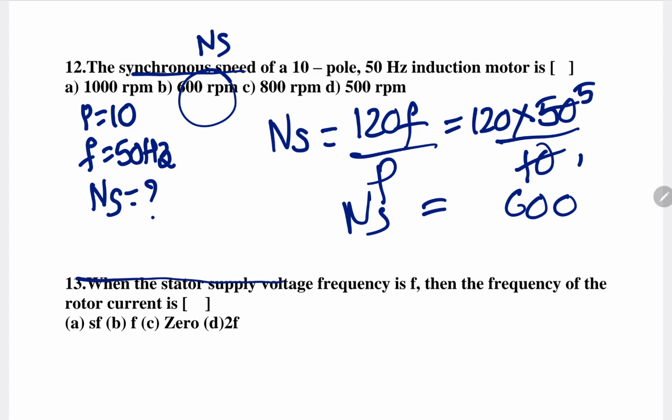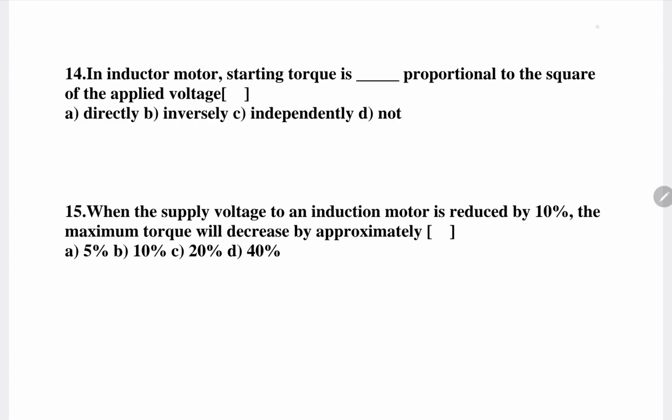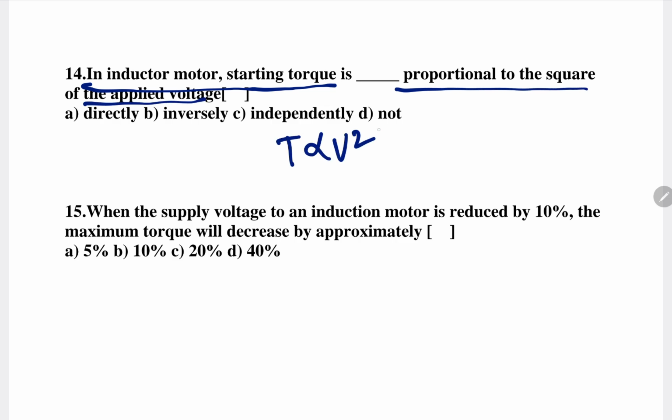When the stator supply voltage frequency is f, then the frequency of the rotor current fr is equal to sf. Next let us see. In induction motor, starting torque is dash proportional to the square of the applied voltage. So T proportional to V square, directly proportional. So answer is what? A.